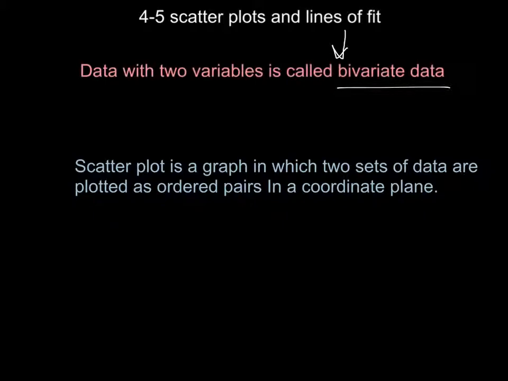A scatter plot is a graph in which two sets of data are plotted as ordered pairs in a coordinate plane. And so typically what we see when we see scatter plots is the dots are kind of scattered. That's why it's called a scatter plot, all over the graph. They're not necessarily in a specific straight line or a consistent area.